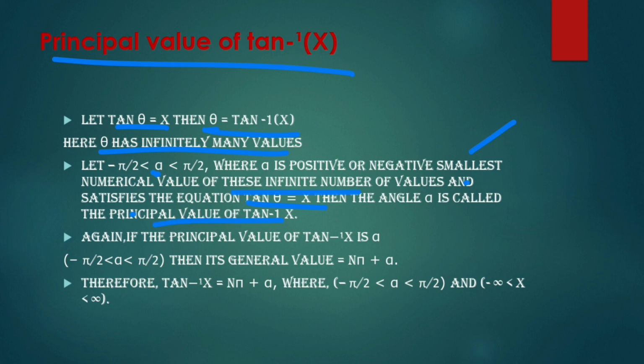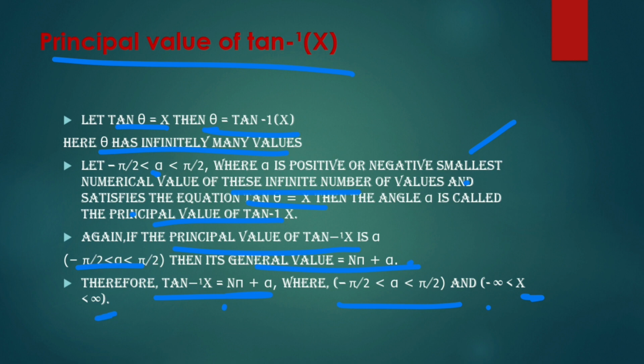Then angle A is called the principal value of tan inverse of x, where A lies between minus pi by 2 and pi by 2. Then the general value we can take is n pi plus A. Therefore tan inverse of x is equal to n pi plus A, where minus pi by 2 is less than A, less than pi by 2, and x can take values between minus infinity and plus infinity.